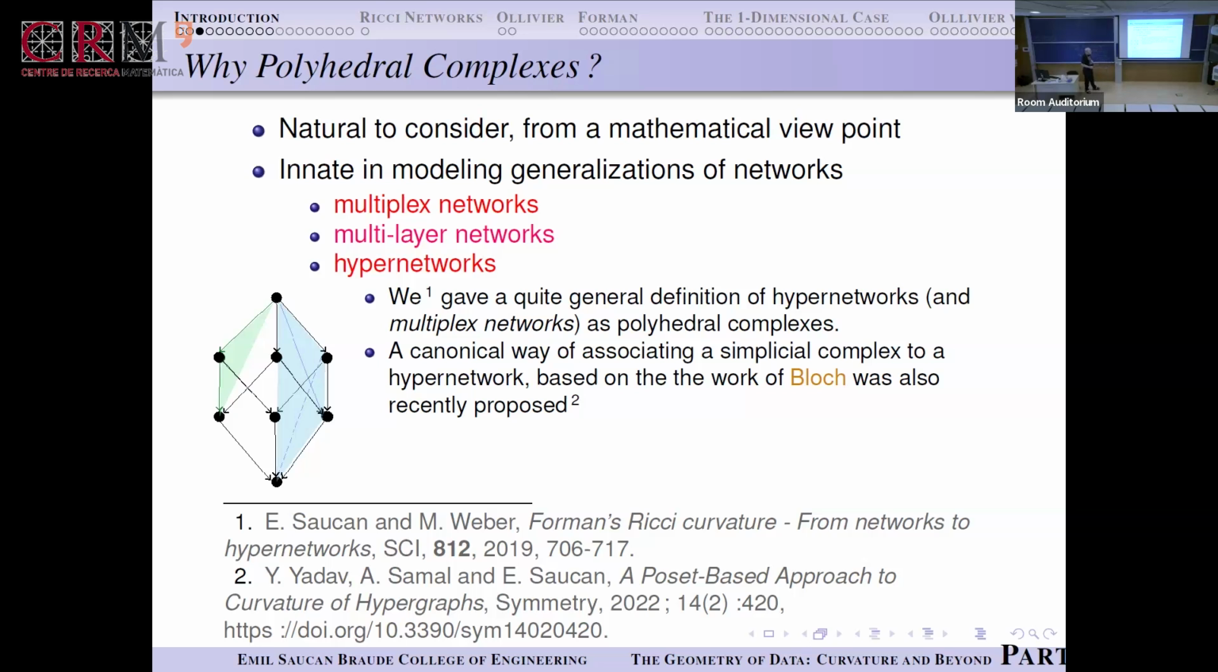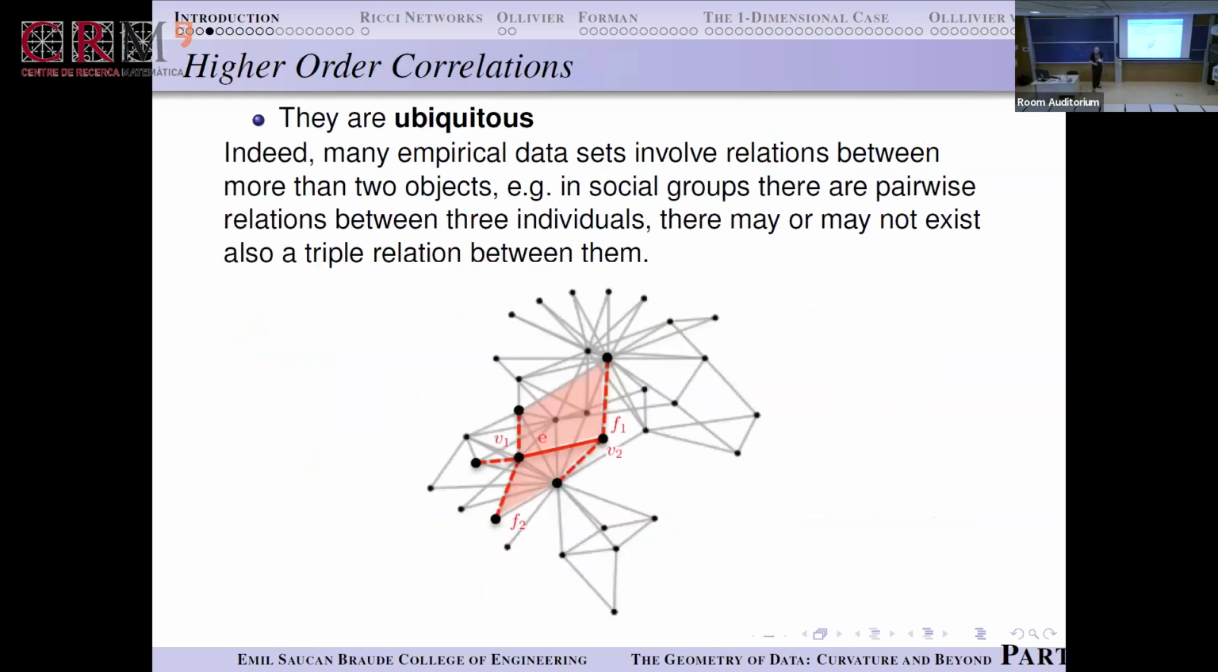A few years ago, this sounded esoteric. Now it's common, I would say. So why are they common? Should we look at polyhedral complexes? As I said, they are ubiquitous. They're everywhere.